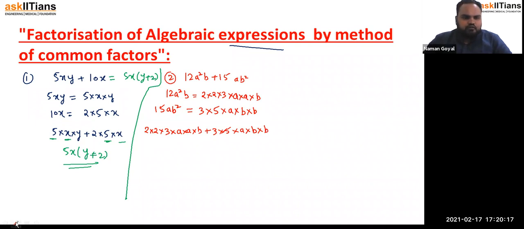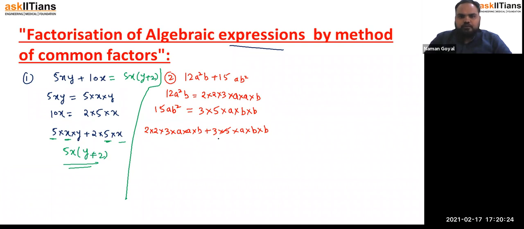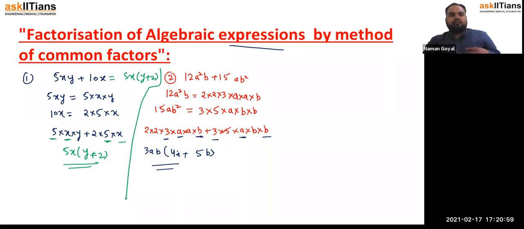Now if you see here, what do we have in common in both the terms? 2 is only with this term but not with this term, so we are not going to take 2 common. 3 is common, one a is there, one a is there, one b is there. So we take 3ab common. If we take 3ab common, what is left? 4a in the first term, and 5b in this term, right? So we got this as the factorized form. This is the factorization of this expression. Are you getting my point?